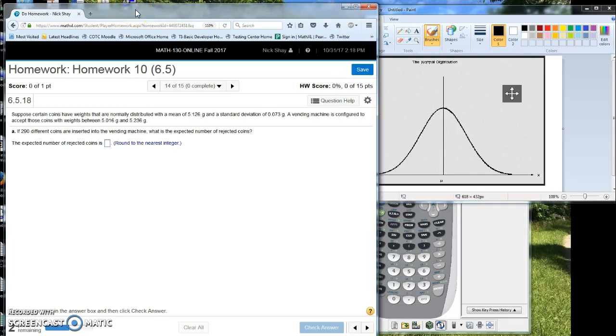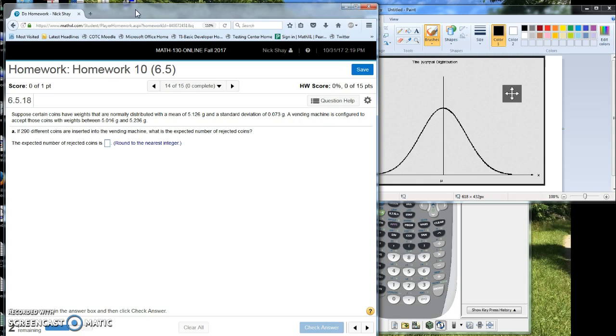Okay, I'd like to take a look at this problem. This is an application of some of the stuff we did, but it is a little bit more involved than what we saw previously. So it says, suppose certain coin weights are normally distributed with a mean of 5.126 and a standard deviation of 0.073. A vending machine is configured to accept those coins with weights between 5.016 and 5.236.